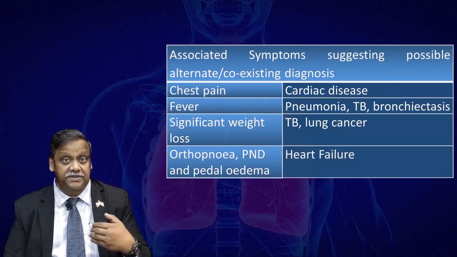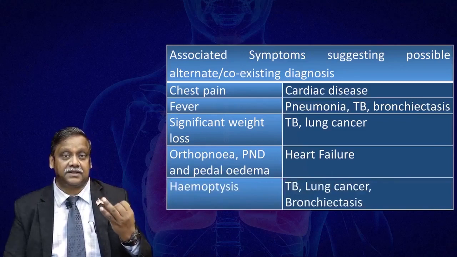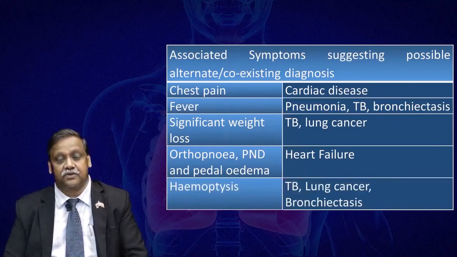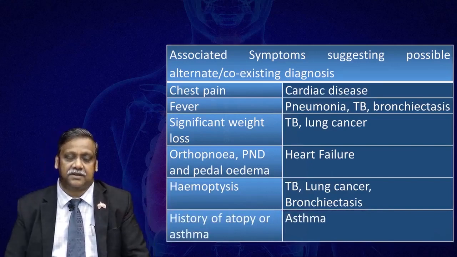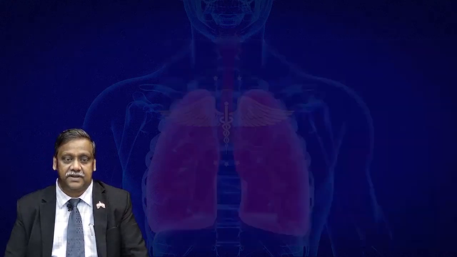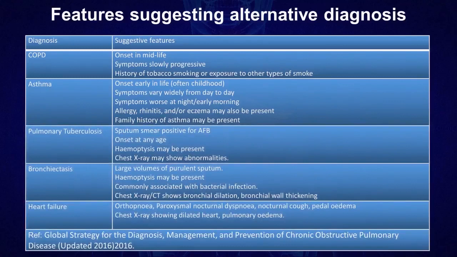If a patient has respiratory symptoms with hemoptysis, tuberculosis, lung cancer, and bronchiectasis are the three important differential diagnoses that you should look for. So ask for these symptoms, so that you will not make the mistake of missing out the other potential diagnosis. The same table over here talks about pulmonary tuberculosis. When should you suspect pulmonary tuberculosis in your patient? When should you suspect bronchiectasis? When should you suspect heart failure? All those features are very nicely given in this table, and if you have a close look, you will be able to use this knowledge to pick up these differential diagnoses.